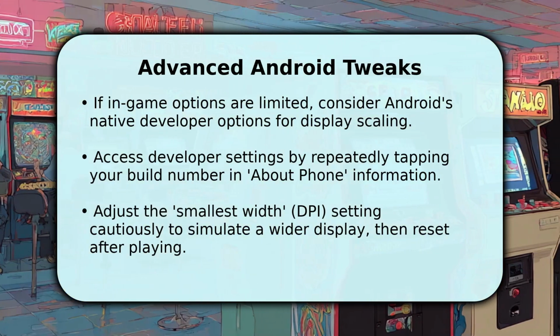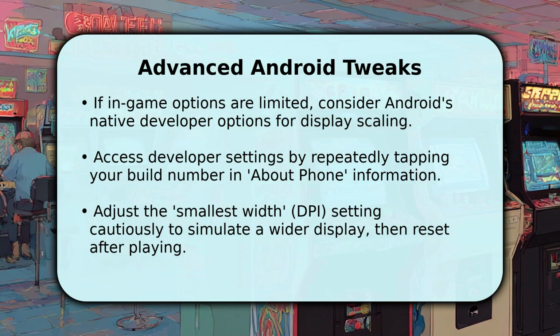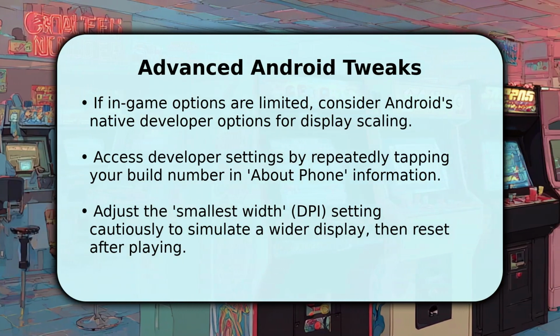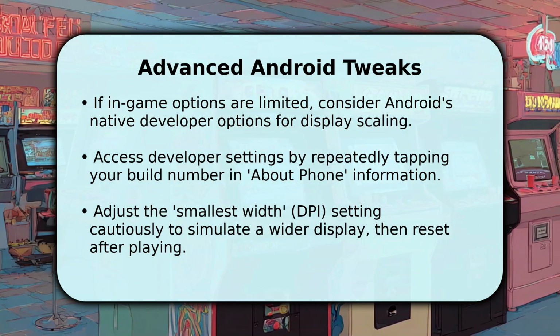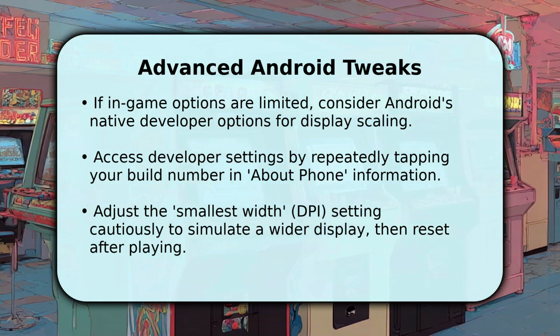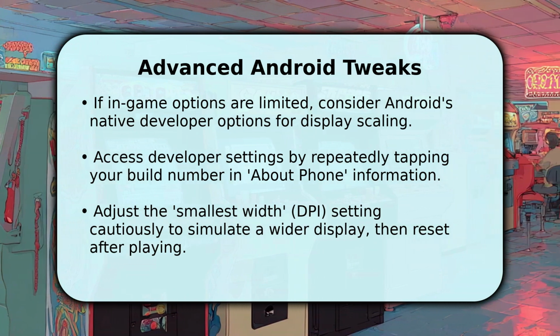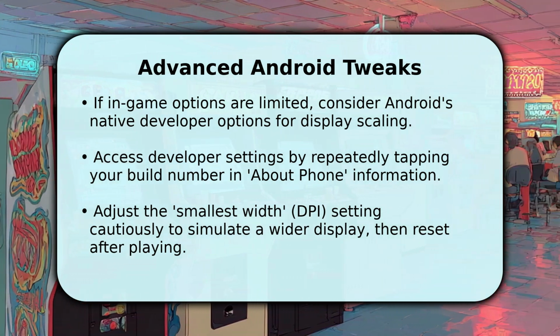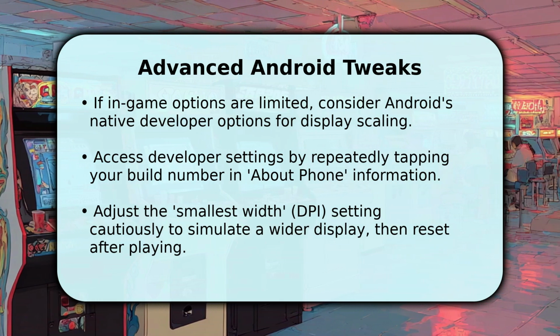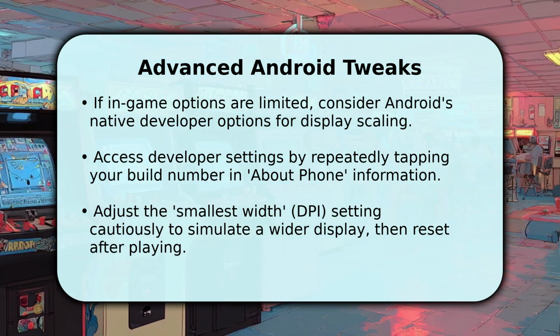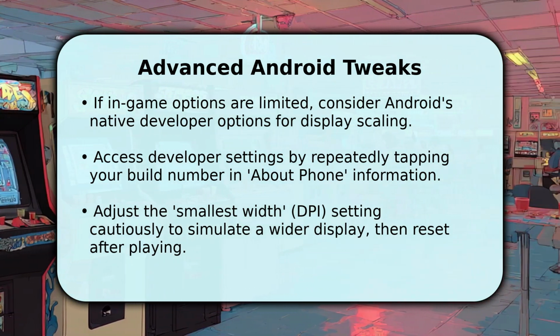For a more advanced approach, Android's developer options can sometimes offer solutions. First, unlock these settings by tapping your phone's build number 7 times in the About Phone section. Inside, you'll find an option called Smallest Width, or DPI. Increasing this value effectively shrinks elements on your screen, which can make the game render a wider perspective.